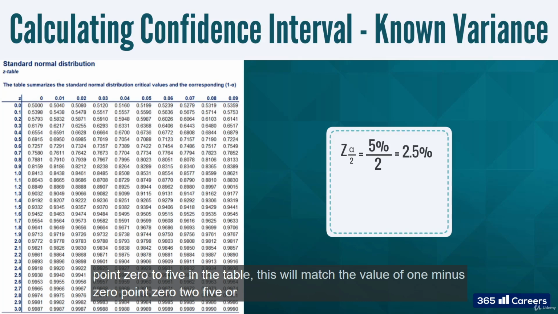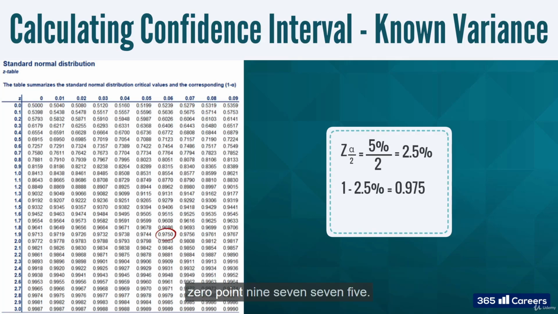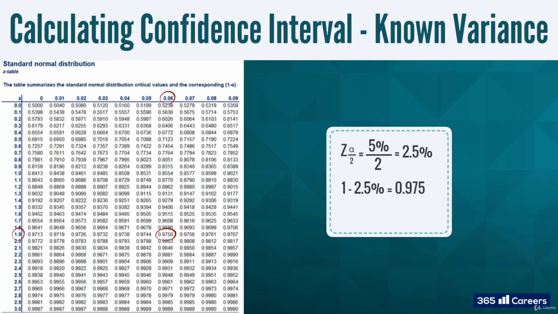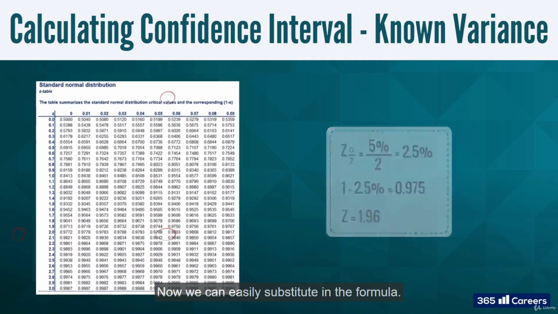In the table, this will match the value of 1 minus 0.025, or 0.9775. The corresponding z-score comes from the sum of the row and column table headers associated with this cell. In our case, the value is 1.96. So, we have found the z-score. Now we can easily substitute in the formula.